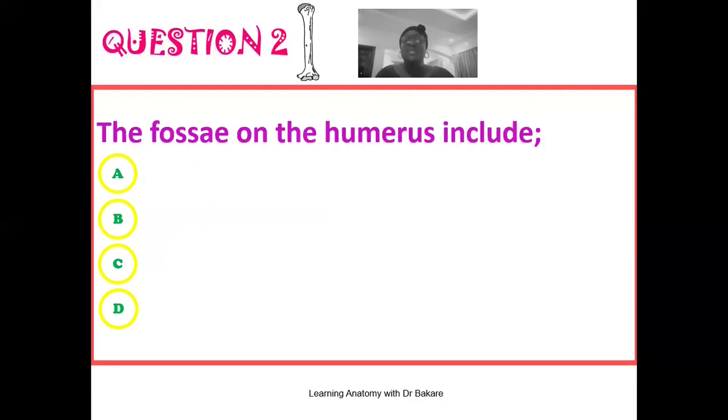Now let's go to the second question, and this reads that the fossae on the humerus include. We know that the humerus is seen with a number of fossae. So which of the following is correct as it relates to this?